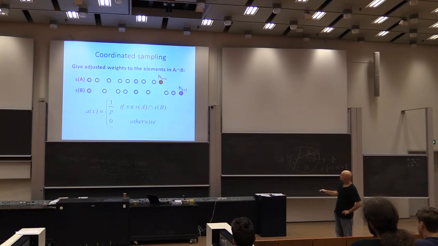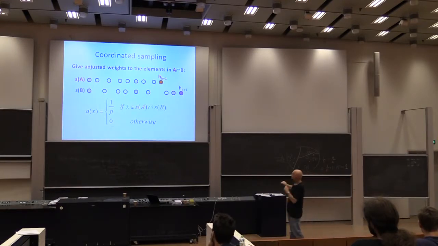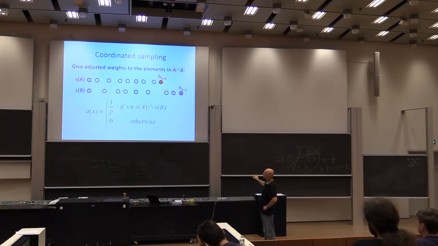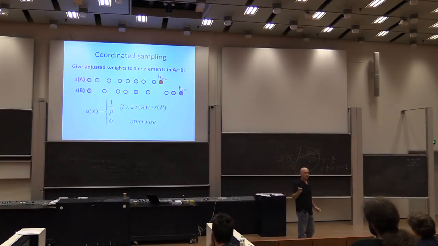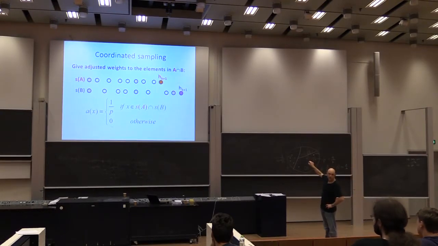So if X is in the intersection of the sample, like this guy here or this guy here, I'm going to give it an adjusted weight which is 1 over P. And what should be P here? Right, for these two here. The minimum. Right, but well, in words, you are ahead of me. So P should be the probability that an element is in the intersection, right?